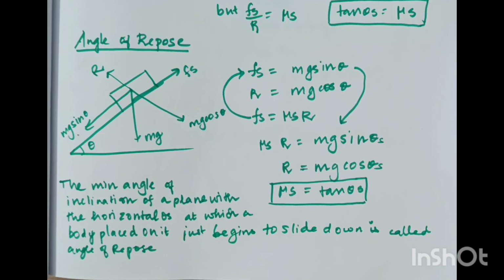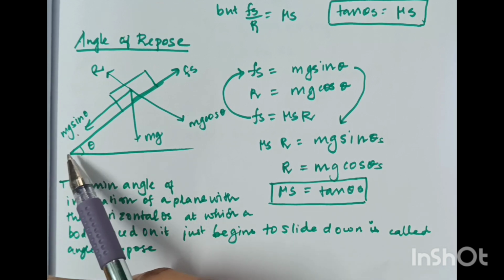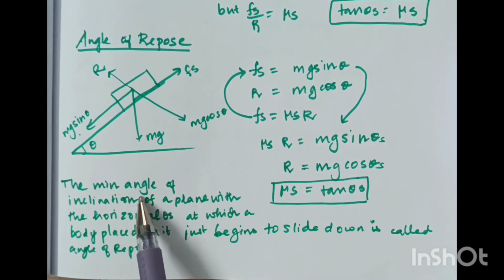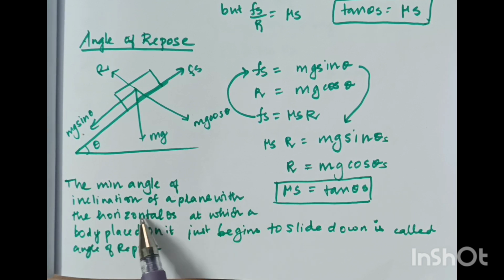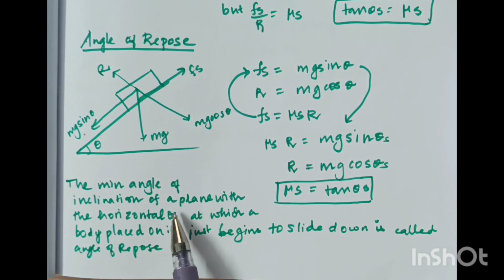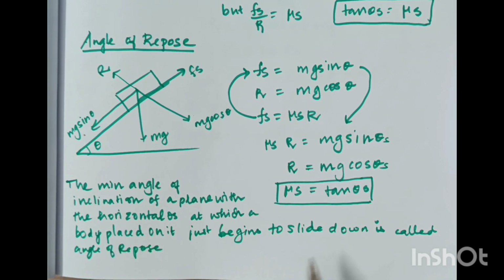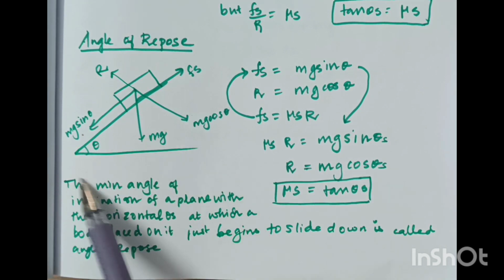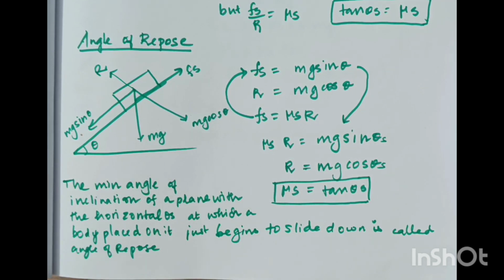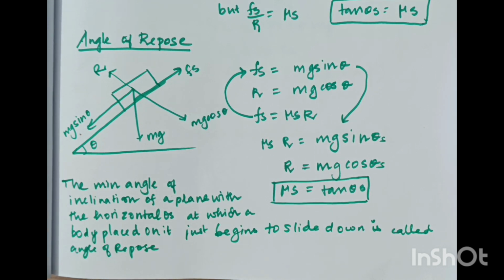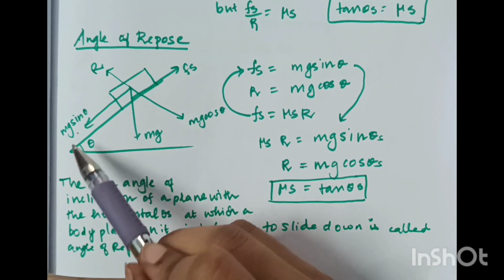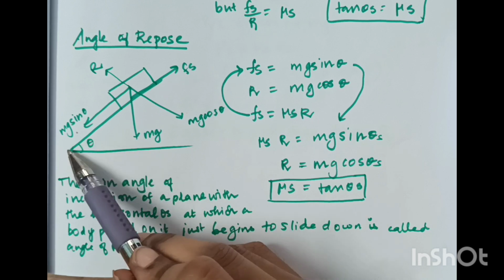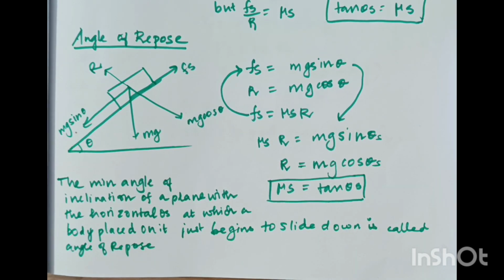Now we will see about the angle of repose. Here there is an inclined plane which is inclined at an angle theta with the horizontal. So what is the angle of repose? The minimum angle of inclination of a plane with the horizontal at which a body placed on it just begins to slide is called the angle of repose. This is the minimum angle for which the body can start sliding. If you still increase the angle, the body will slide easily. So we have to find the minimum angle for which the body is going to start sliding. That is the angle of repose.